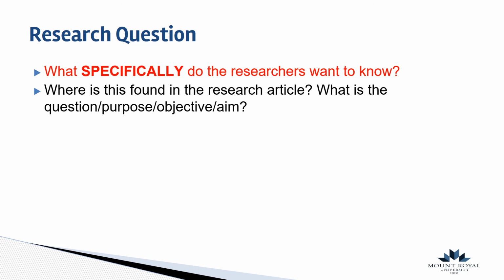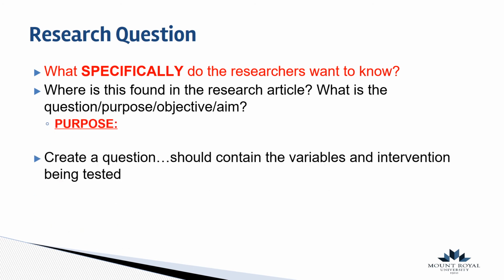Where is this typically found in the research article? Typically it is often at the end of the introduction, the background, the lit review, just before they move into the method or design. They'll usually clearly articulate their purpose and their research questions, and you might find this in the abstract of the article as well. So we're going to do some practice creating research questions when we come together.